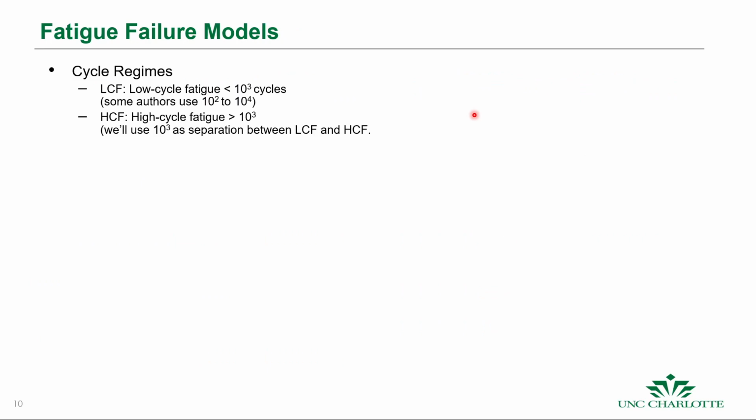Now, when we talk about fatigue, we separate fatigue into low cycle fatigue and high cycle fatigue. Low cycle fatigue is usually less than 10^3 cycles. Some authors use 10^2 or 10^4. And then we have high cycle fatigue, which is greater than 10^3. We use 10^3 in this book to separate between low cycle fatigue and high cycle fatigue.